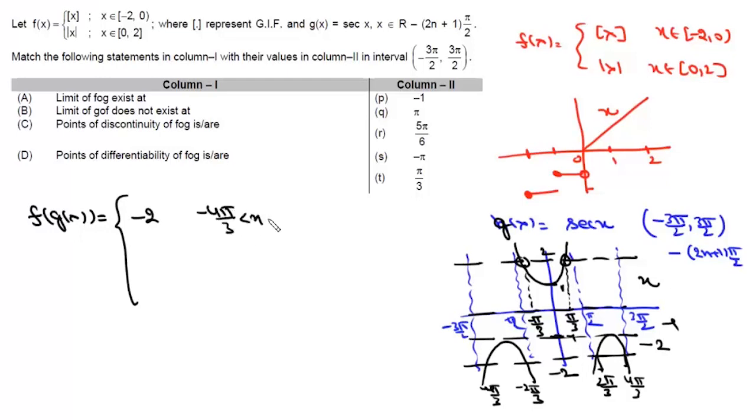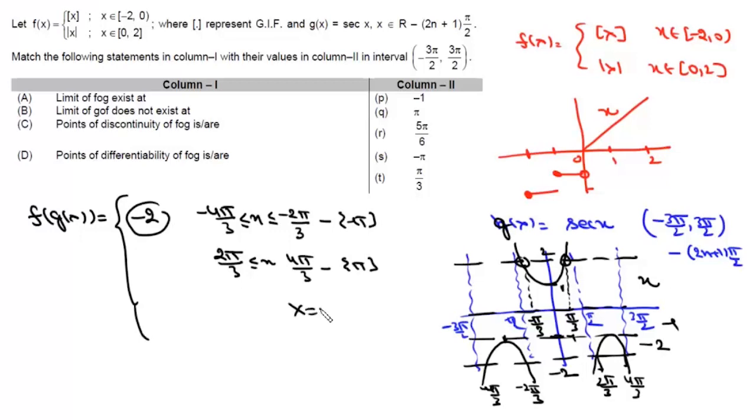minus 4 pi by 3 to minus 2 pi by 3, except at this point, which is minus pi, and from 2 pi by 3 to 4 pi by 3 except pi. So this definition is minus 2, and at x equals minus pi and plus pi, this value is minus 1, because these are the points where this value is minus 1.